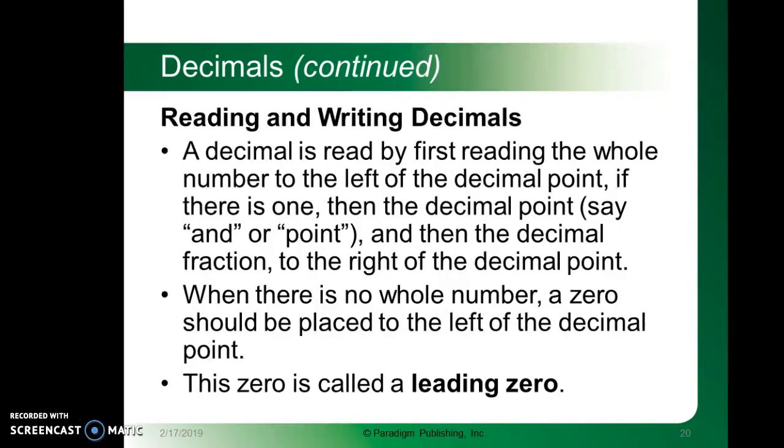So reading and writing decimals. A decimal is read by first reading the whole number to the left of the decimal point, if there is one, then the decimal point, saying "and" or "point," and then the decimal fraction to the right of the decimal point. When there is no whole number, a 0 should be placed to the left of the decimal point. This 0 is called a leading 0.